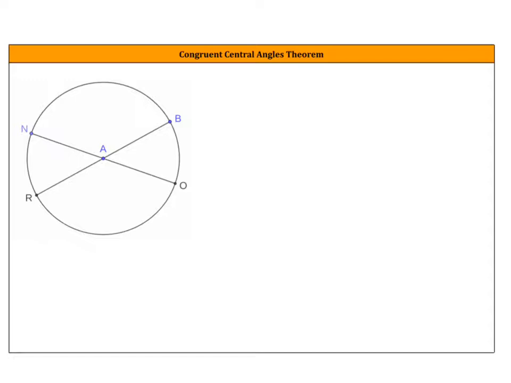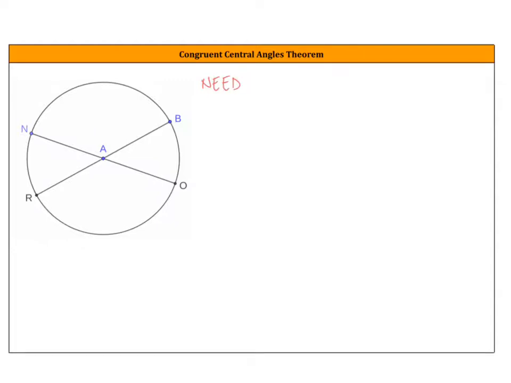All right, now let's go ahead and talk about this theorem. It's called the congruent central angles theorem. Now, before we can actually talk about the theorem itself, there's a requirement that needs to be fulfilled before we are actually able to use this theorem.